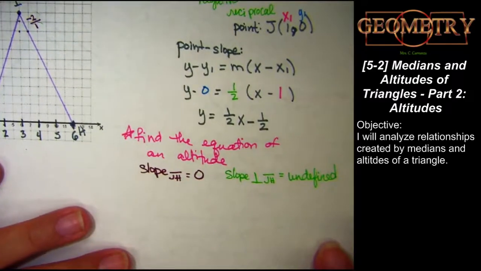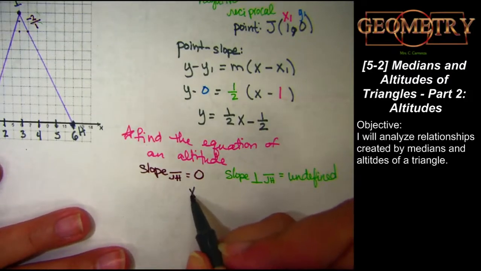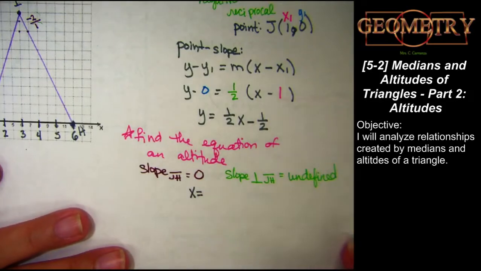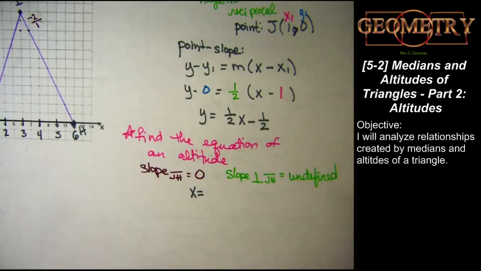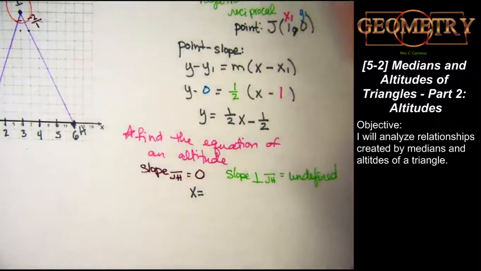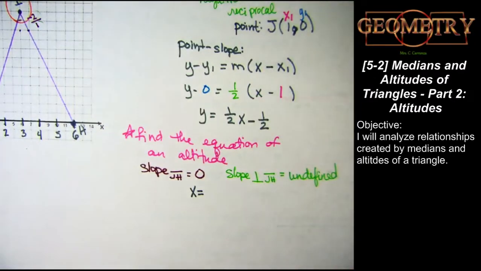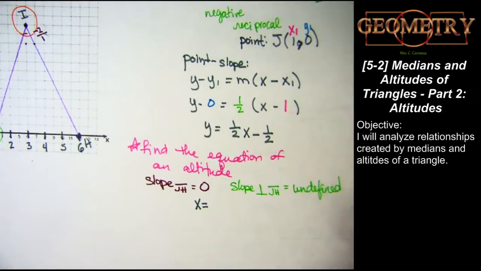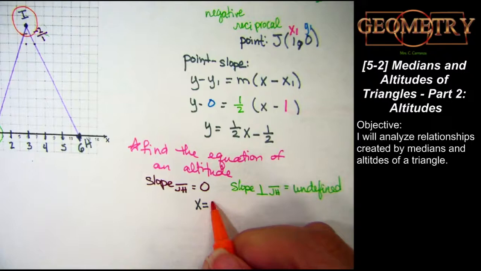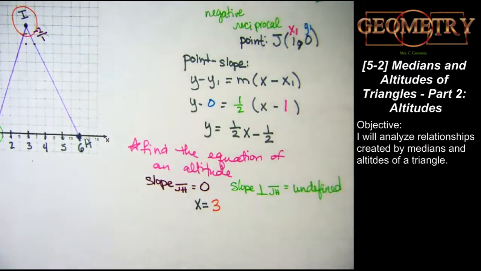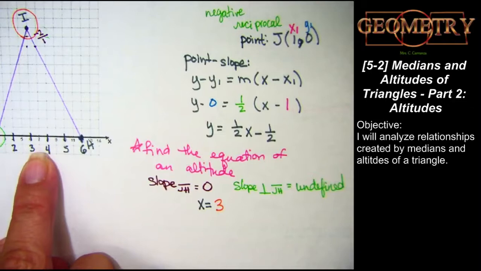our equation is not in point slope form. Our equation is in x equals form. We just have to figure out where it goes through. But I have a trick up my sleeve. This is an altitude. Altitudes have to go through the vertex. It has to go through this vertex. What's the x coordinate for that point? 3. And so the equation of the altitude, the line perpendicular to this side JH, is x equals 3.